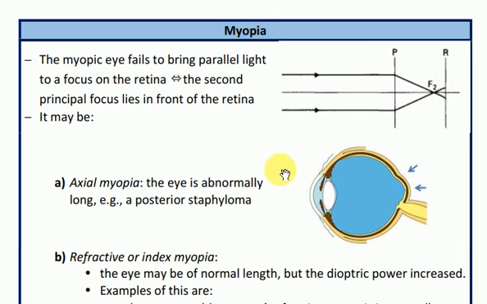In axial myopia, the light rays fall in front of the retina due to increase in the axial length. So this is called axial myopia, in which the eye may be abnormally long and there may be a posterior staphyloma in high myopia. Alternatively, the eye may be of normal length but the dioptric power may be increased. This is known as refractive or index myopia. The eye is of normal length but the dioptric power is increased.